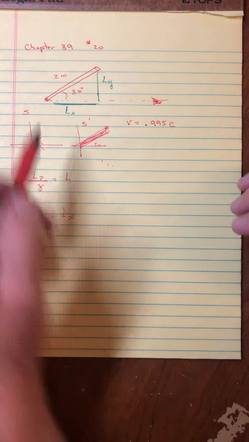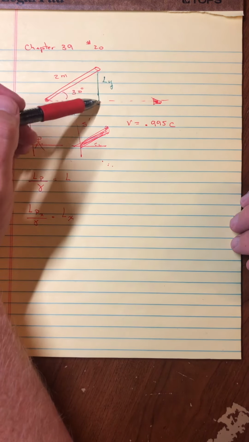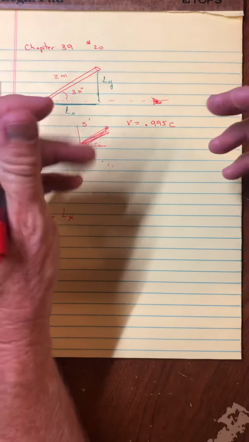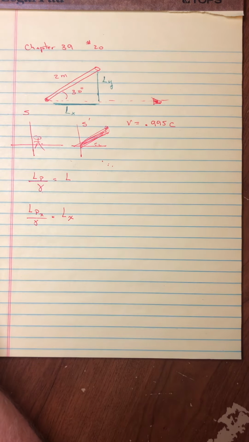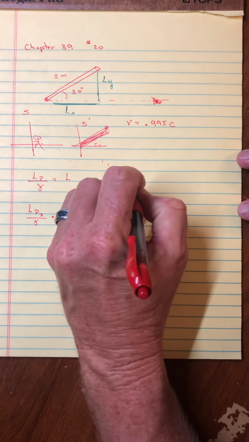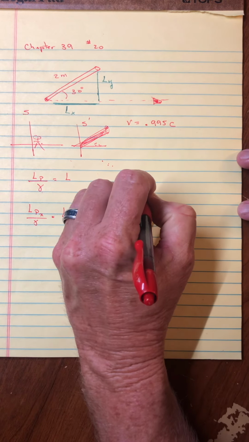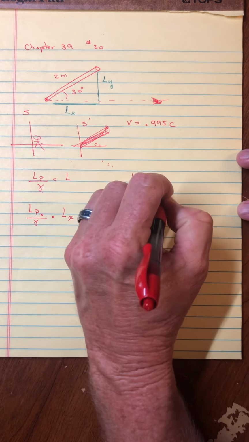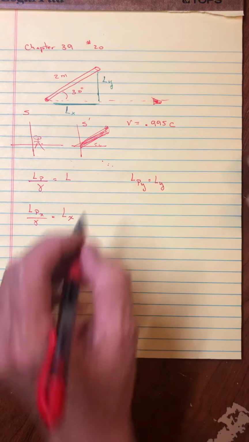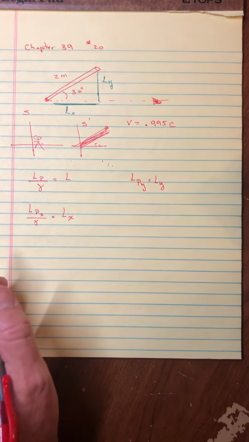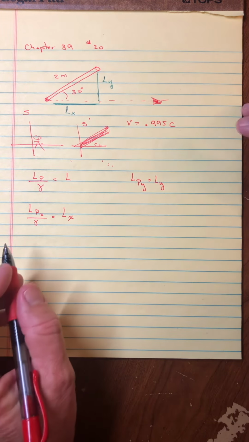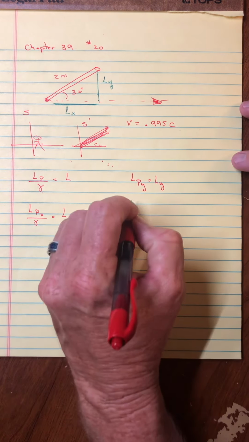Now, there is no change in length in the Y direction because there is no motion in the Y direction. The length contraction only has to do with motion in that direction. So the proper length in the Y direction is the length in the Y direction in the non-proper frame, since again there's no motion going on here. So this is fairly easy to calculate.